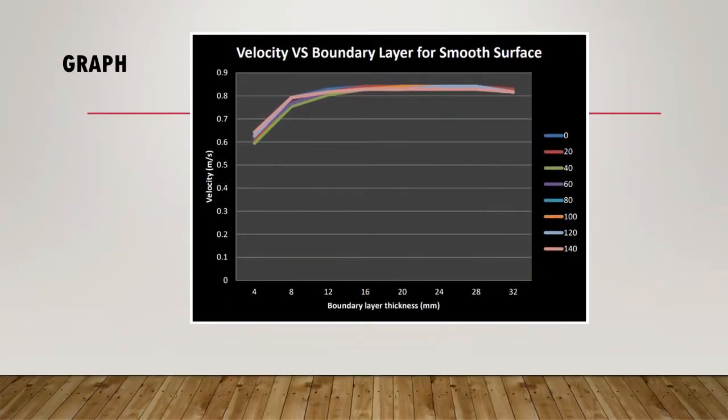Next, this is the graph generated using the Excel file for velocity versus boundary layer for the smooth surface. We can see that it increases steadily, and at the end it decreases a little bit. This means that there is an upper limit for how fast the velocity is, depending on the boundary layer thickness.